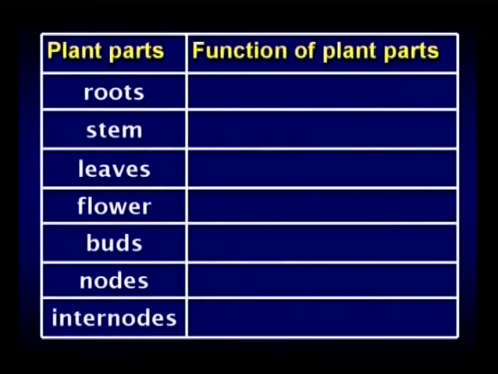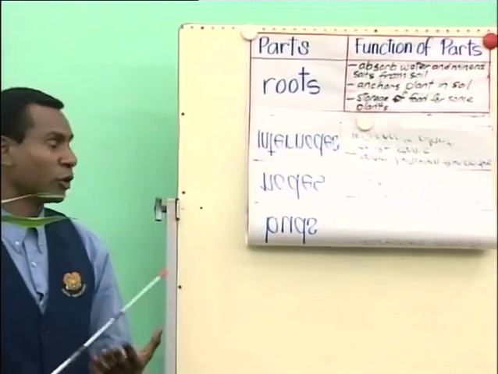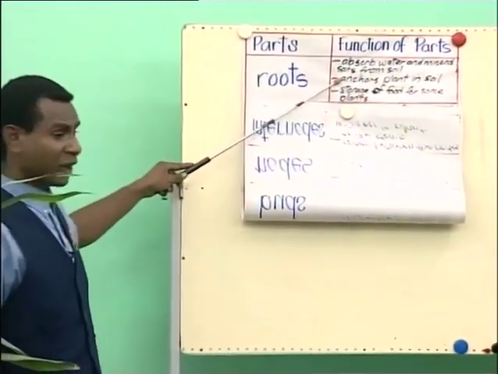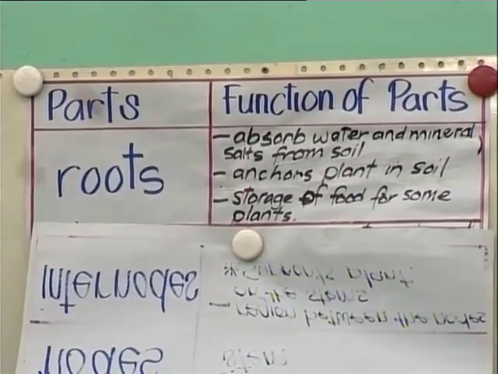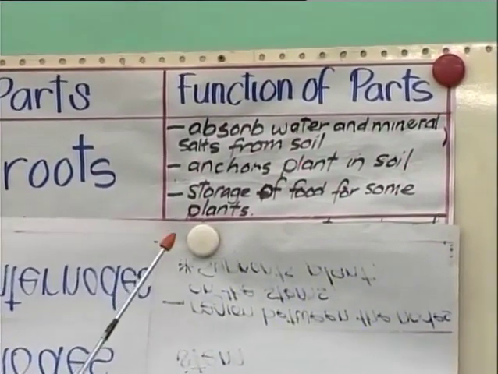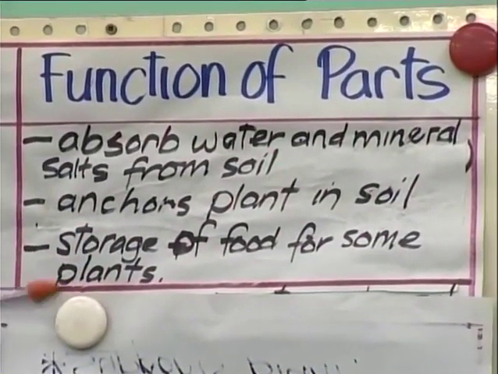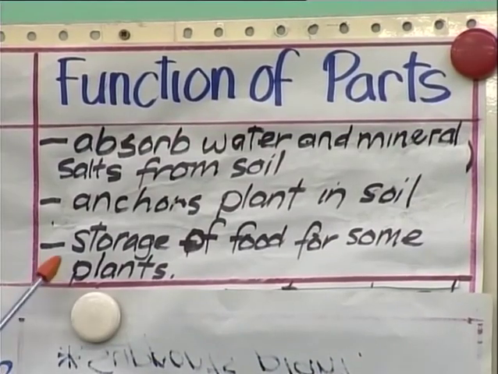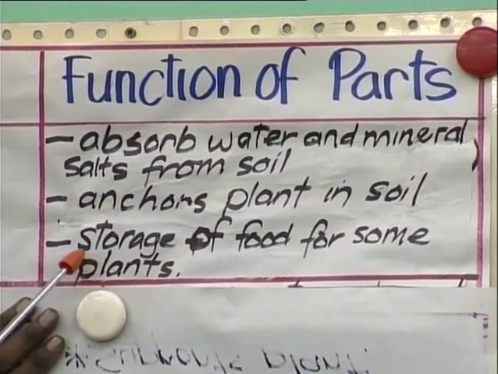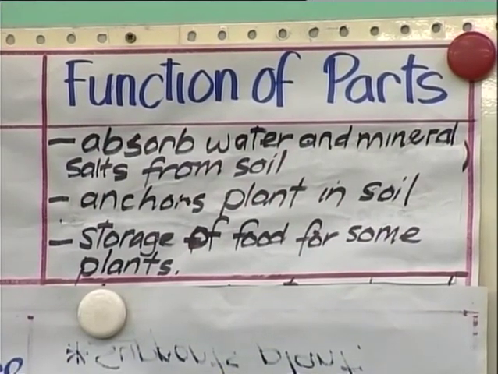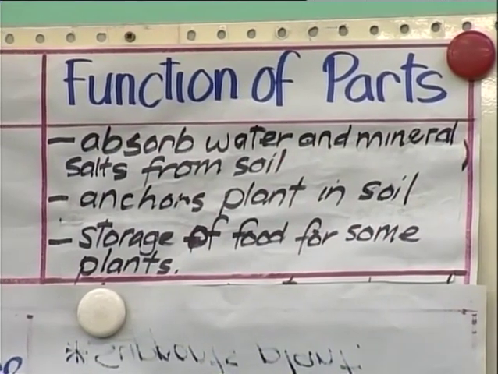Let's have a look at some of the answers that we have. The first function of the root is to absorb or take up water and mineral salt from the soil. Next function, it anchors the plant in the soil. It holds the plant in the soil, so the plant does not float around in the air, or get carried away by water. The third function is storage of food for some plants. Some plants store their food in their roots. So that is one function of roots.